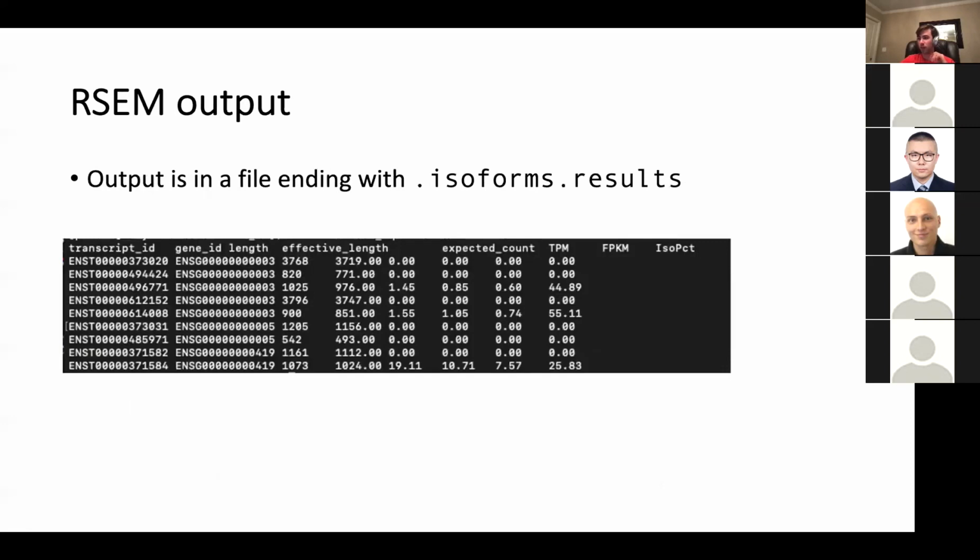Okay, and so the RSEM output is contained in .isoforms.results, but it's basically the same as Salmon, except it actually gives you FPKM, so you don't have to compute it yourself, which is nice. We already talked about what this file means with all the transcript IDs. It also gives you the gene ID, which is nice.